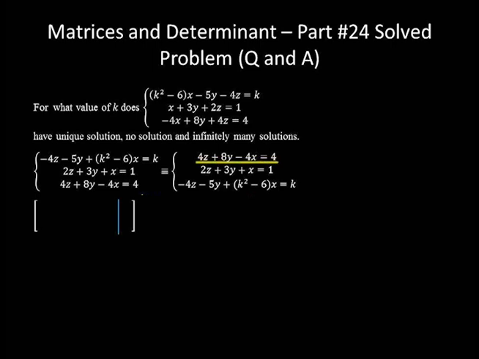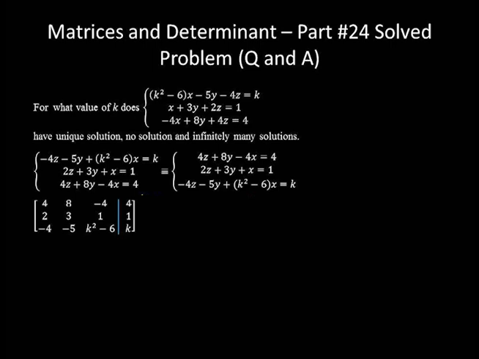In the first equation, the coefficient of z is 4, the coefficient of y is 8, the coefficient of x is negative 4, and the constant term is also 4. In the second equation, the coefficient of z is 2, the coefficient of y is 3, the coefficient of x is 1, and the constant term is 1. In the third equation, the coefficient of z is negative 4, the coefficient of y is negative 5, the coefficient of x is k squared minus 6, and the constant term is k.